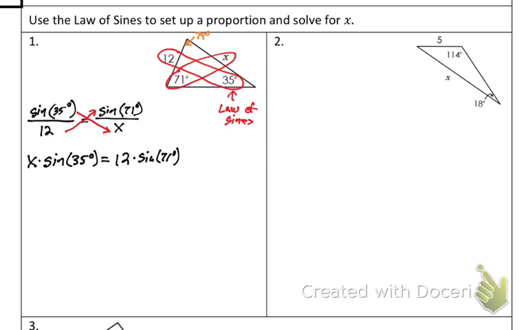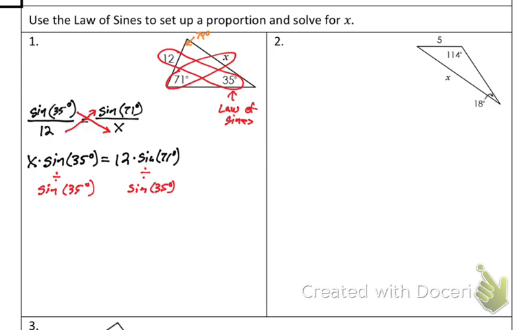Divide. Because what is it attached by? It's attached by multiplication. The inverse of multiplication is division. So to move it to the other side, you are going to divide both sides by sine of 35 degrees. Divide both sides by sine of 35 degrees.